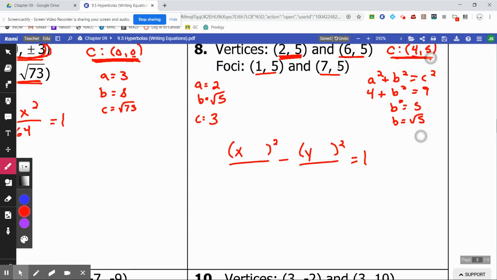We translated it to 4, 5, so that would be right 4, up 5. Our a squared goes under this term. Our b squared, when you square the square root of 5, it turns into 5, goes under this term.